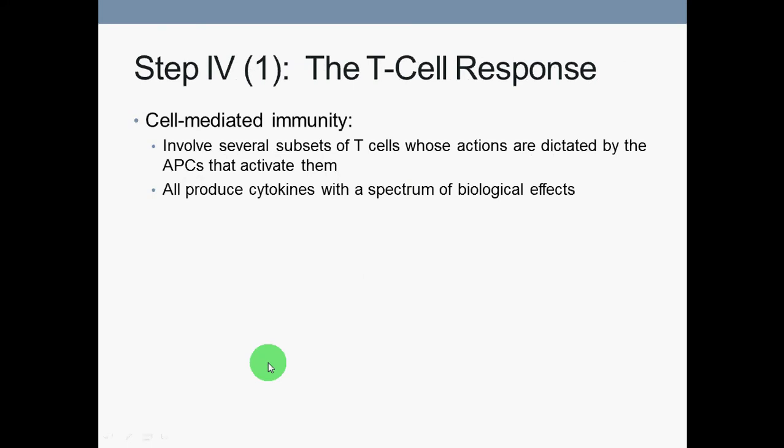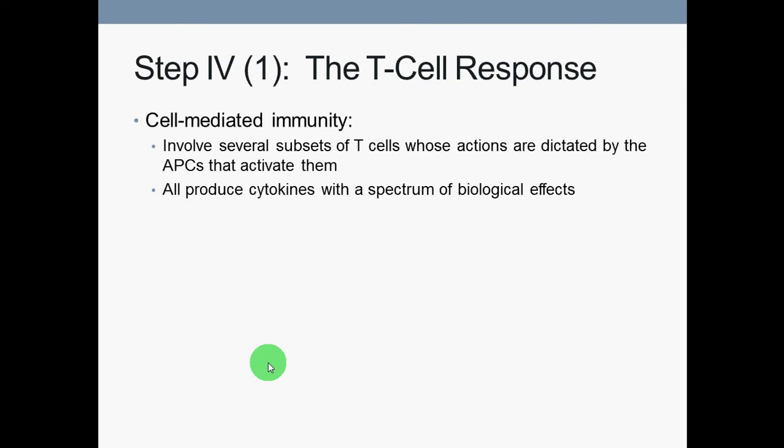This T cell response, another word for it is cell-mediated immunity. That's because it involves several subsets of T cells whose job is dictated by the antigen presenting cells that activated them to start with. So what I mean is those are the different types of T cells we talked about, cytotoxic versus helper. What do they do? What actions do they have? And it's what they do that mediates the immunity. So that's why it's cell mediated, because these are specific cells that are doing the job.